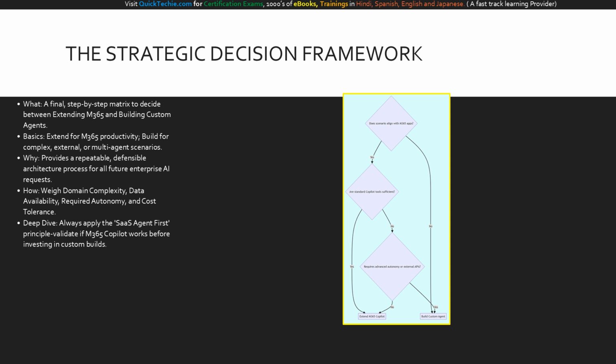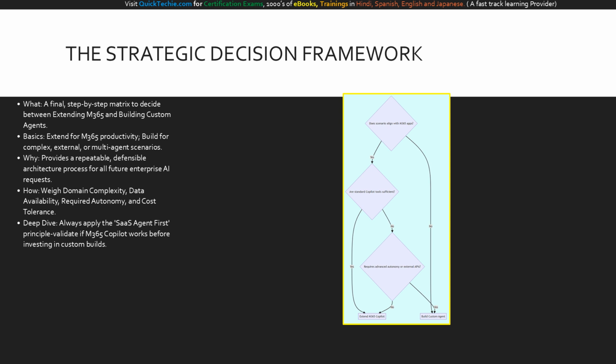Recapping the basics, you extend M365 Copilot for internal productivity and document-centric workflows. You build custom agents when you face complex, autonomous, external, or multi-agent scenarios. Why do we formalize this? Because having a standard framework ensures a repeatable, defensible architectural process for every future AI request your business generates. How do you make the final call? You weigh the variables we discussed: domain complexity, data location, required autonomy, and your organization's cost tolerance.